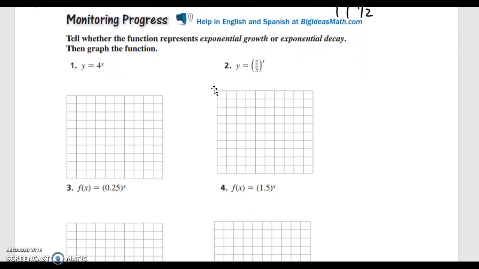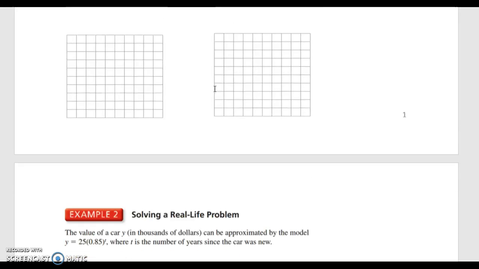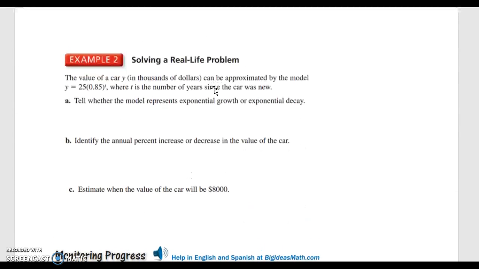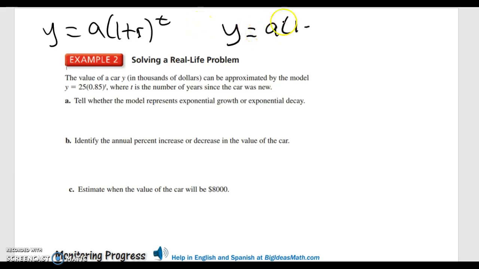We'll then look at the monitoring progress in class. Prepare any questions you might have. Let's move to example 2. We're going to need those models that we had written in our journal. We have y equals a quantity 1 plus r to the t for growth, and we have it with 1 minus r for the decay.